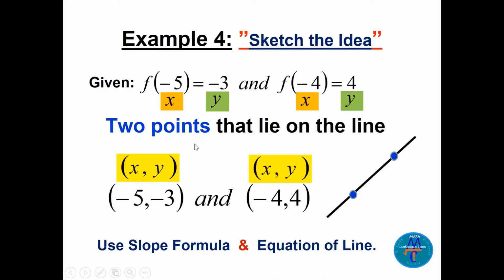I'm just explaining here with many colors. f of minus 4 is equal to 4. This is another x, this is another y. Two points that lie on the line here. So I can take x and y, just make x there, y there, another x there, y there. Now we find the slope and we find the equation of the line.